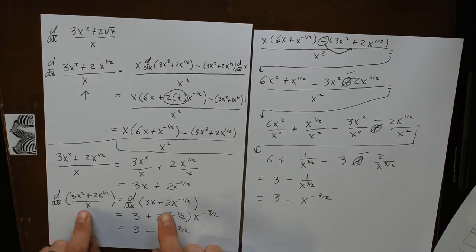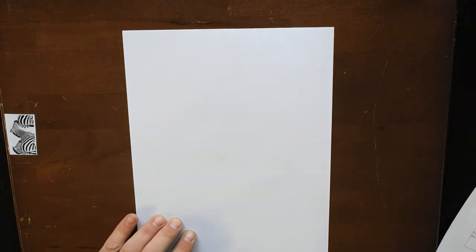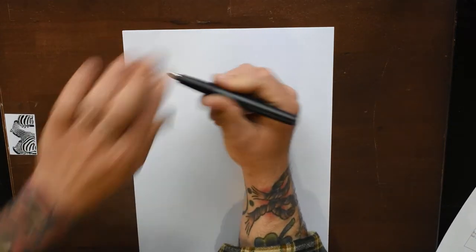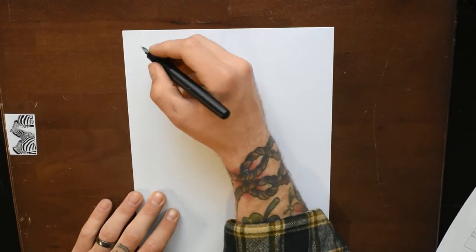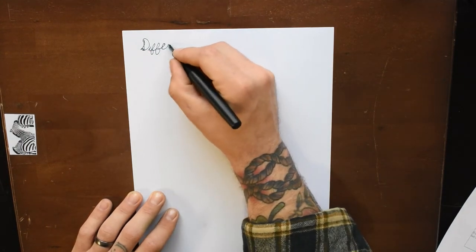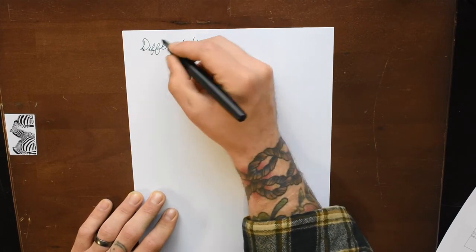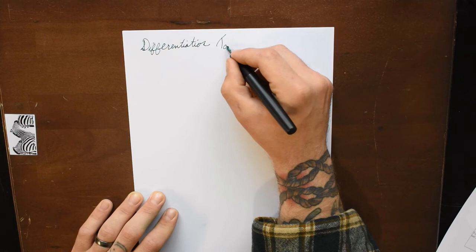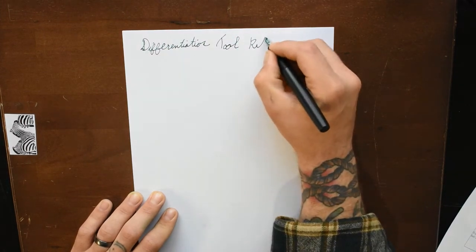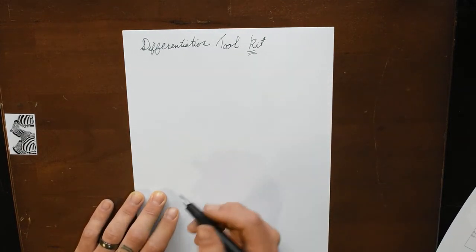Always see if you can reduce it. If you can make the problem easier, go ahead and do so. Right now, I want to give you what I call our differentiation toolkit. This is what we have unlocked so far. I gotta capitalize that K.